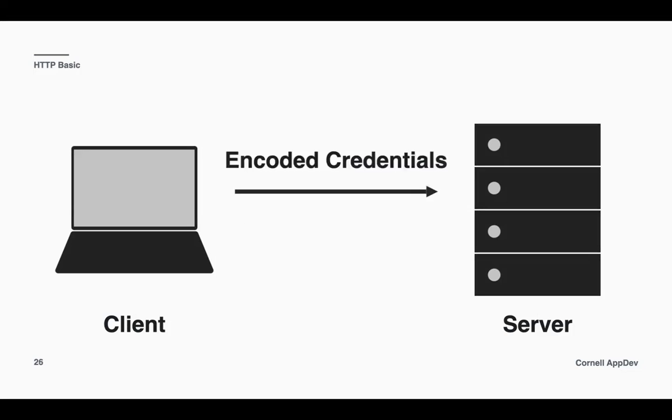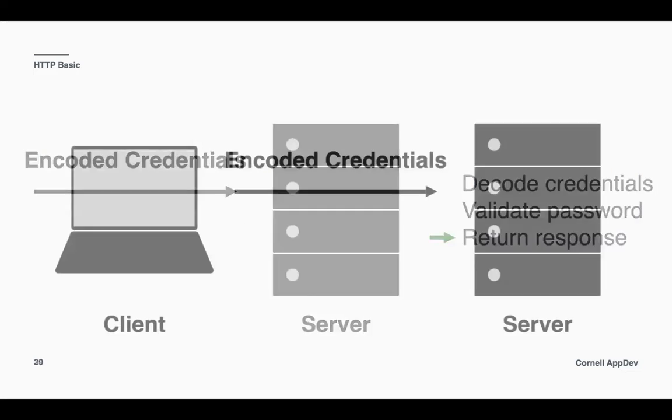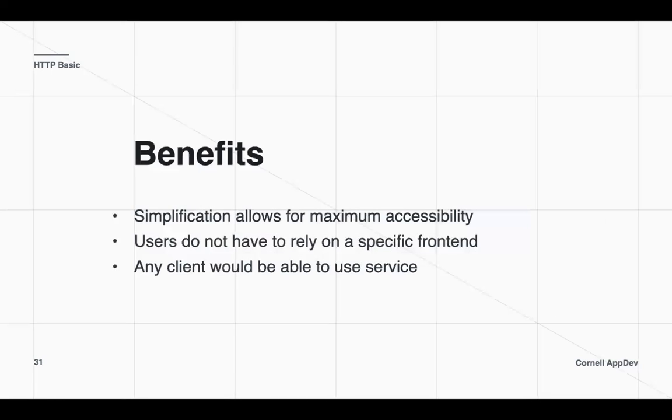So if you wanted to log in or make specific privileged requests, you'd send your encoded credentials via the header like we said earlier. And the server would decode these credentials via a base64 decoder, and it would validate the password with the password we have in the database. And then it would return a response. So if it was successful, we would send back the data of that request that we wanted to use. And if it didn't work, we'd send a failure response.